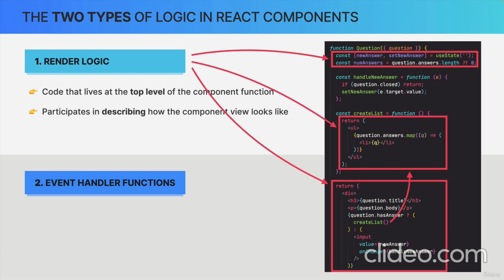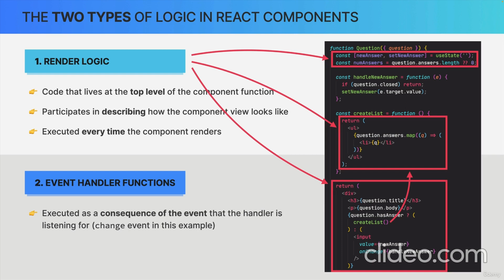So basically, render logic is all the code that is executed as soon as the component is rendered. So each time that the function is called. Now, moving on to event handler functions, those are very easy to identify. So they're basically pieces of code that are executed as a consequence of the event that the handler is listening to. So in our example, we have this line of code that essentially registered handle new answer for the change event, and therefore handle new answer is our event handler function.